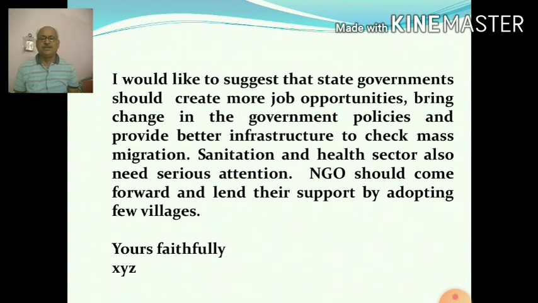Yours faithfully, XYZ. So we have seen what needs to be written in a letter to the editor, and I hope that you might have understood the content of letter writing, starting with what is a letter, the kinds of letter, types of letter, what is a formal letter, what is an informal letter, and then letter to editors.